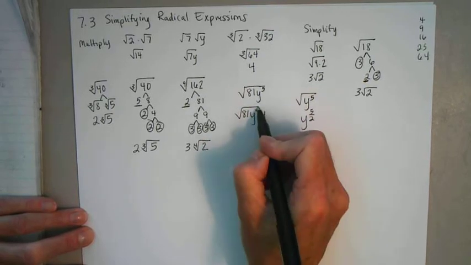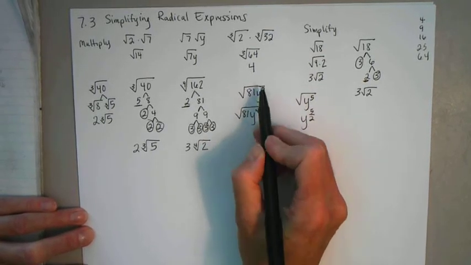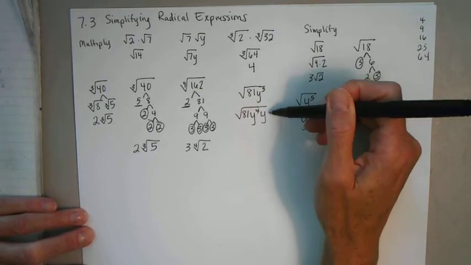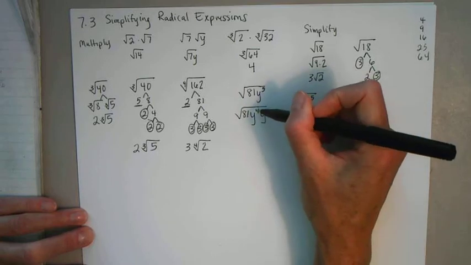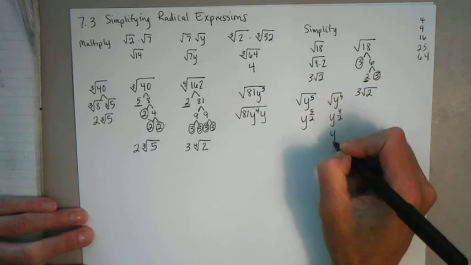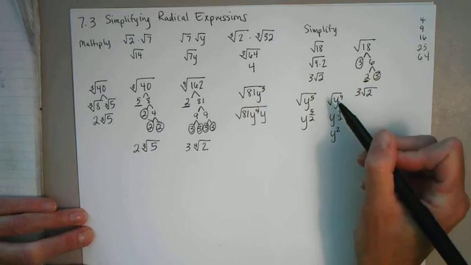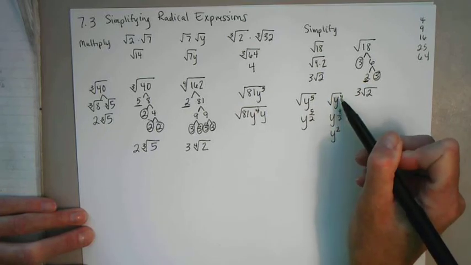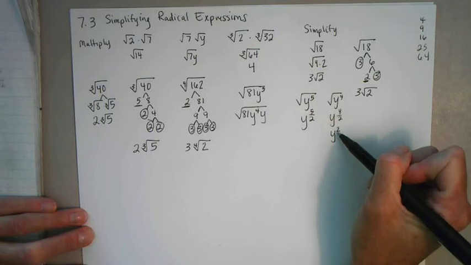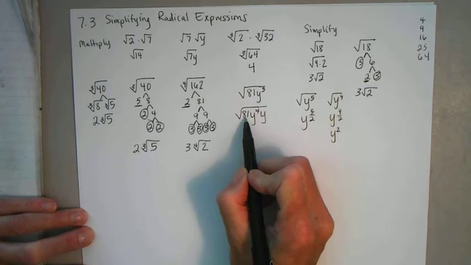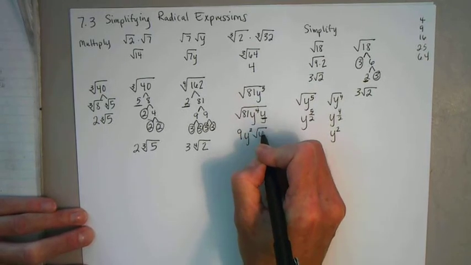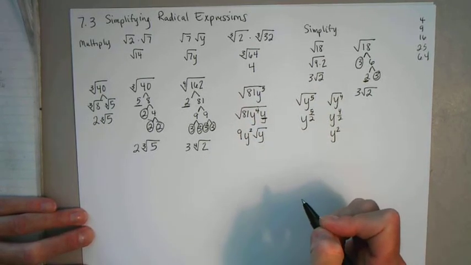And y to the 4th times y is y to the 5th, right? So this and this, those are equivalent y's. I haven't changed my problem. But now, if it's y to the 4th, and it works perfectly, it's y squared. So in other words, the square root of y to the 4th is y squared. The square root of 81 is 9. We just did this. This y can't be simplified any further. It's stuck inside.